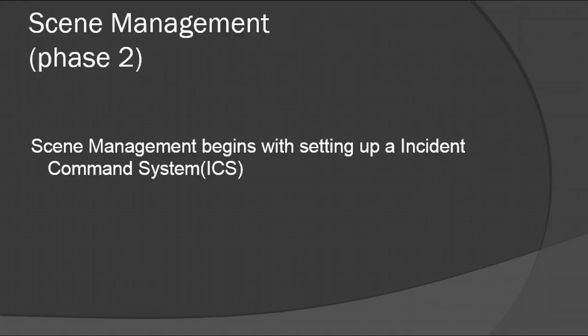The second phase of scene is going to be scene management, and scene management really begins with setting up an incident command system. When you set up an incident command system, it really helps to make sure that things are organized. But also remember to know and understand what a mass casualty incident is. A mass casualty incident is an incident which taxes the system. So if we set up an incident command system that's too big to manage the scene that we have, we'll end up having a management problem that makes the scene last longer.